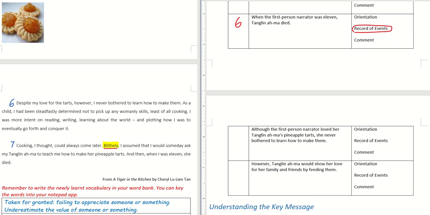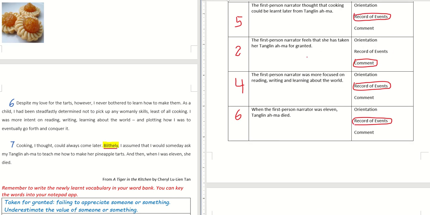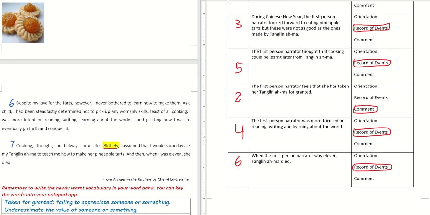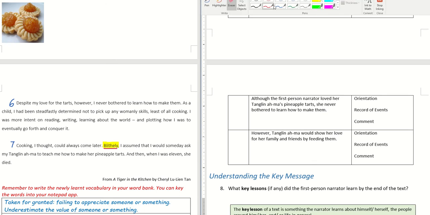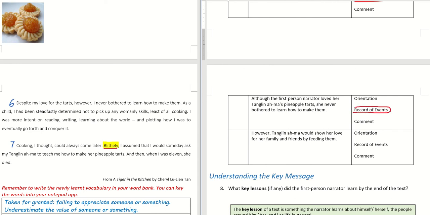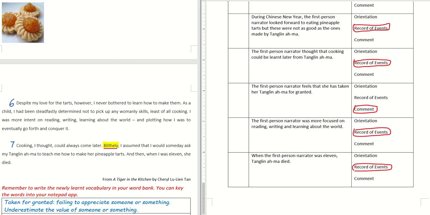Oh, sorry, missed that. Sorry. Erase that first. Forgot that there was someone below here. Loved her pineapple tarts, never bothered to make them. Record of events. Okay. However, Tanglin Ama showed her love for family and friends by feeding them. That is also a record of events. So sorry about that. Okay. Let me do that again.